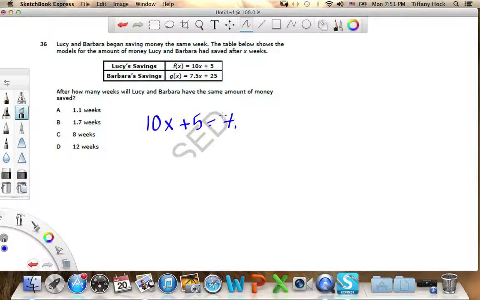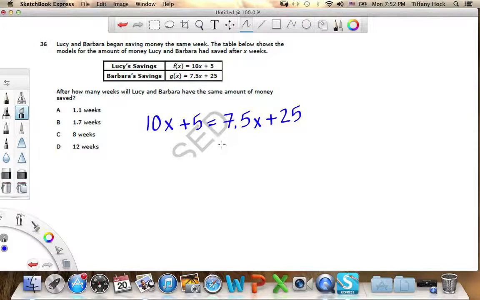So especially if you come across a problem like this on a non-calculator part, this would be the way to do it. You set these two equations equal, and by setting it equal, you're saying that Lucy's savings, which is represented by this equation, and Barbara's savings, which is represented by the other, are equal to each other, which means they saved the same amount of money. Okay, so after some number of weeks, x, they're going to have saved the same amount of money. So all we do here is we solve for x.